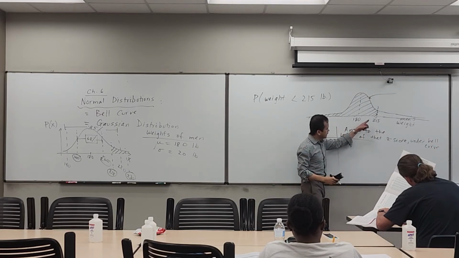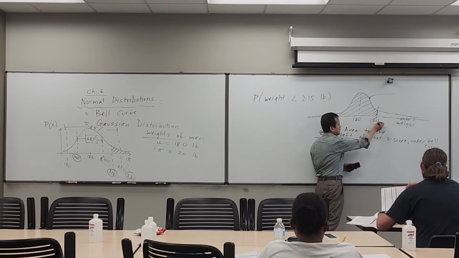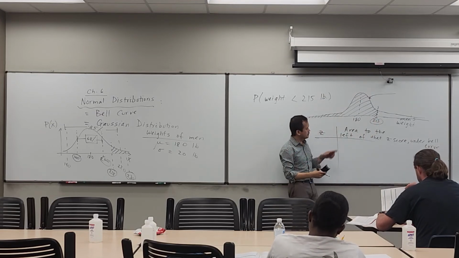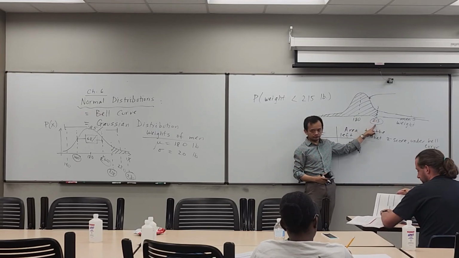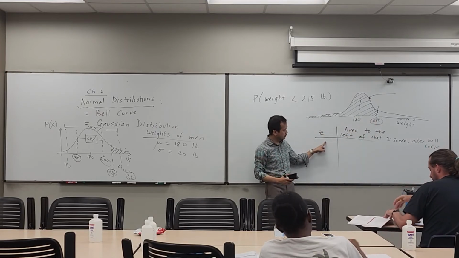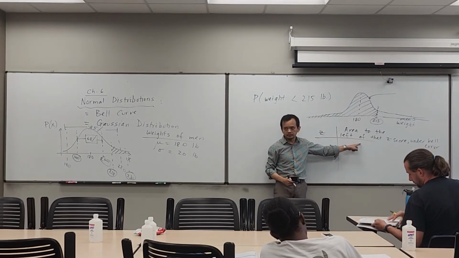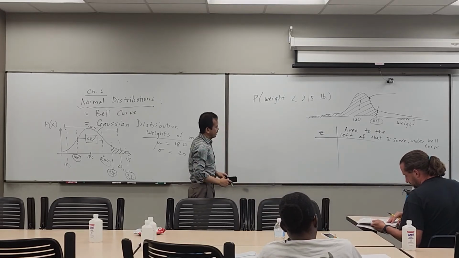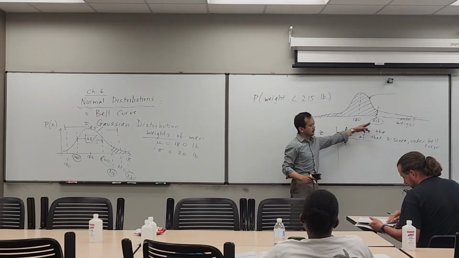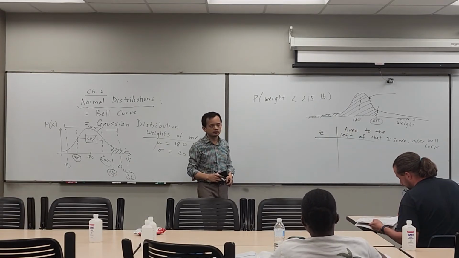So if we want to find this area to the left under the bell curve of this data point of 215, all we need to do to use this table is to know the z-score of 215. And once we know the z-score, we can use the table to find the area to the left of that z-score under the bell curve. So we talked about z-score in the past. How do we find the z-score of 215? And what does the z-score even mean? You guys remember?